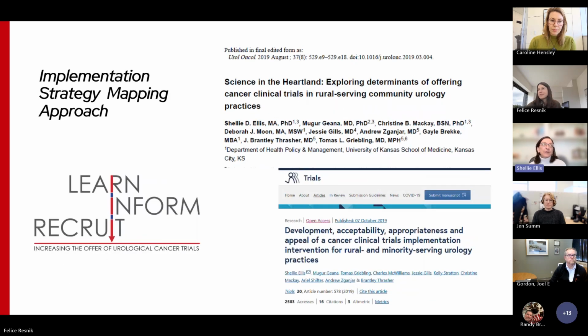Another approach, what we might think of, at least from my perspective, as a more traditional implementation science approach, is what I call implementation strategy mapping. This is an approach that I use frequently in my research. And here's one example related to encouraging urological cancer patients to participate in clinical trials. In this study, we did a series of studies, mostly qualitative, but then at the end we also tested some of the implementation strategies in more of a quantitative design. So next slide.